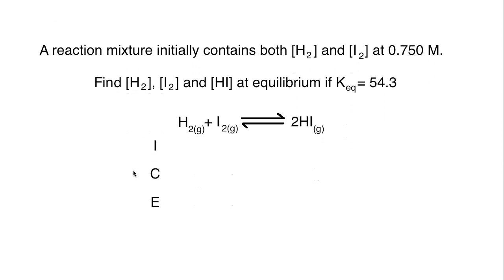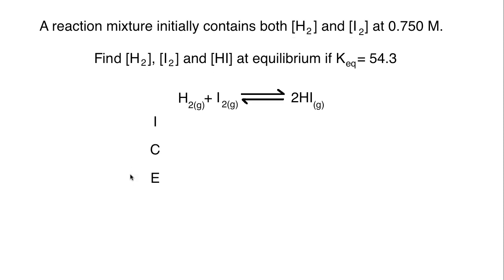A reaction mixture initially contains both hydrogen gas and iodine at 0.750 molarity. And it's asking you to find the molarity or the concentration of H2, I2, and HI at equilibrium if the equilibrium constant is equal to 54.3. So if you remember, you're going to take your balanced equation and then you're going to set up an ICE chart or an ICE table where we can start labeling some of this.